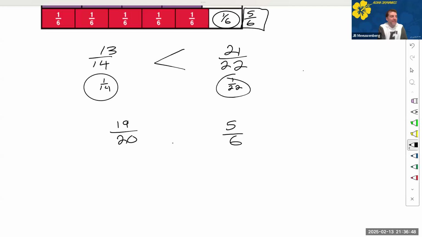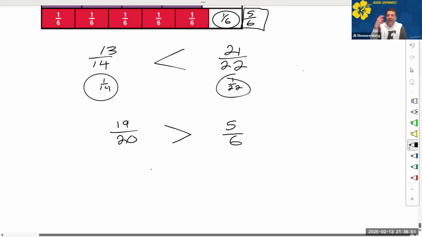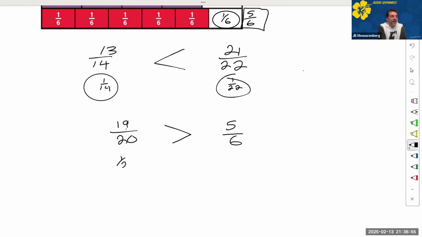What's it going to look like? That. Think about the missing open section. This is missing a 20th to be whole. This is missing a 1/6 to be whole. And a 1/6 is a lot bigger than a 20th. So this one's missing a lot more than this one. So this is much closer to a full shaded in 1 than this one.